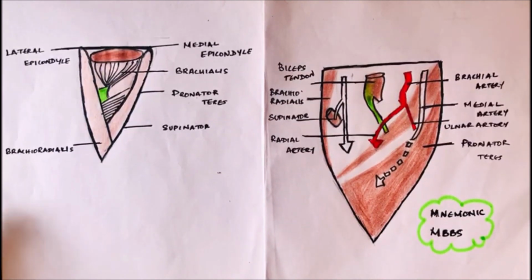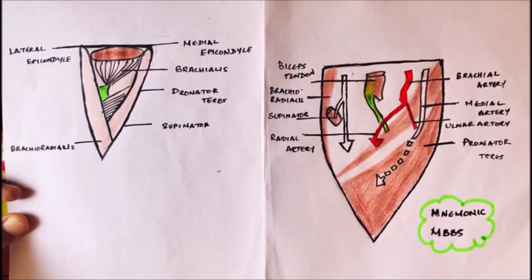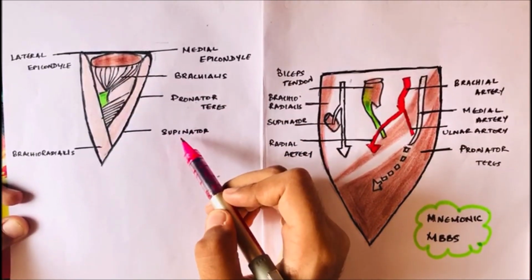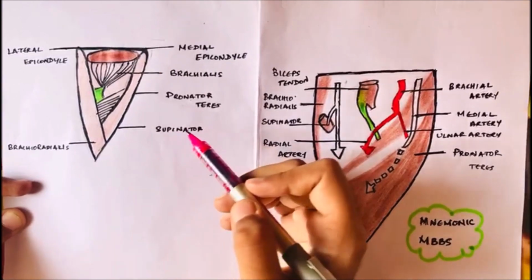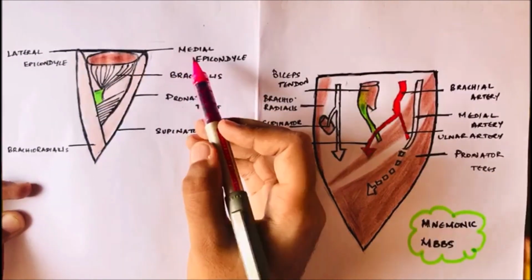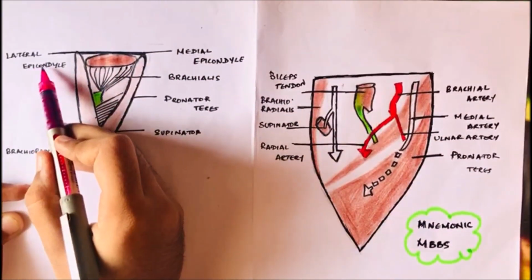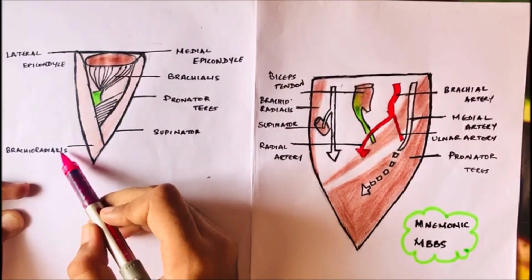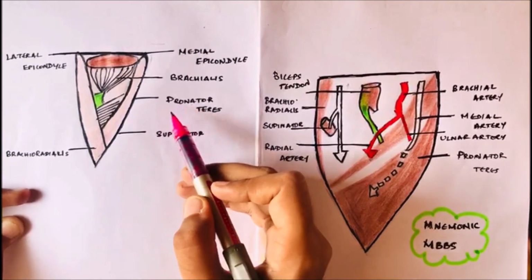The floor has two parts. The upper part is formed by the lower part of the brachialis and the lower part is formed by the supinator. The base is formed by an imaginary line joining the medial and the lateral epicondyle. The apex is formed by the meeting point of the medial border of the brachioradialis and the lateral border of the pronator teres.